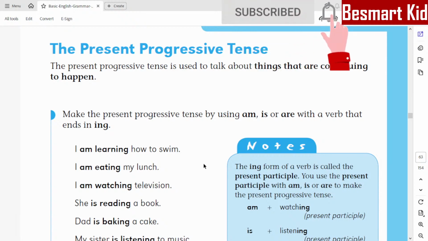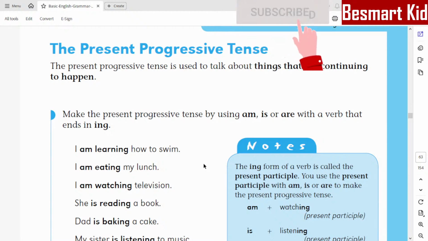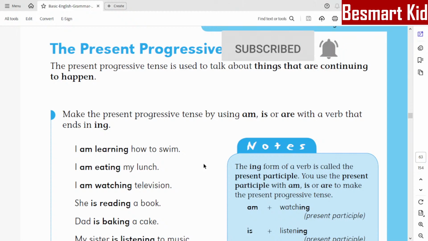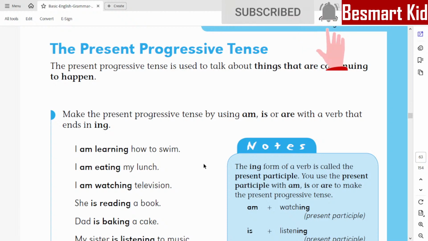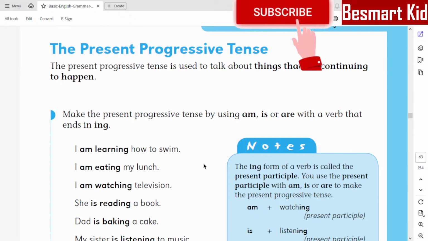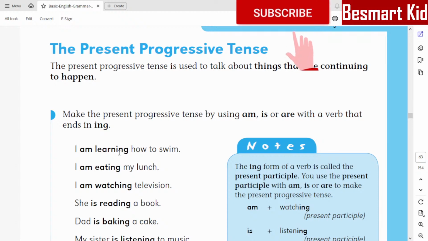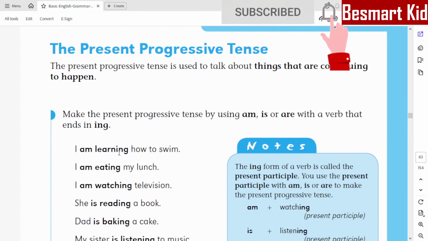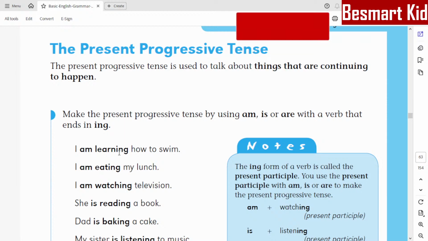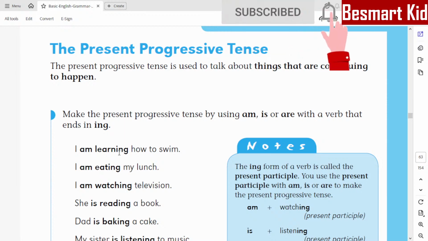The present progressive tense is used to talk about things that are continuing to happen. Make the present progressive tense by using am, is, or are with the verb that ends in ing. I am learning how to swim. I'm eating my lunch.